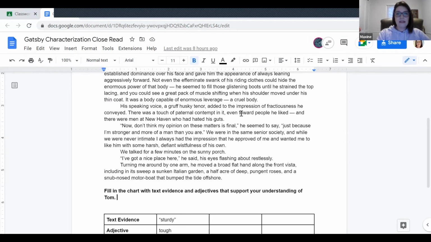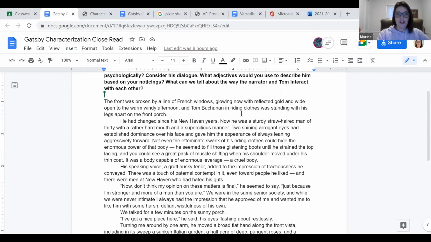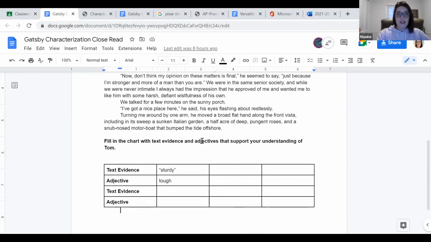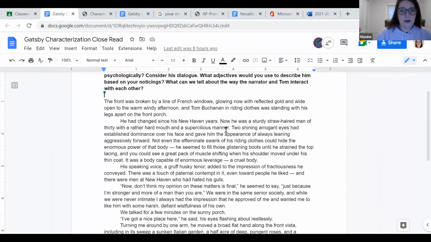And again, it says to take note of maybe words you're not sure about, adjectives that are used to describe him. And then the way I did, I took the word sturdy, which comes from the text, and then I chose an adjective that I thought went along with that. Does that make sense? Yeah, so his supercilious manner kind of means that he's not really very easily intimidated.